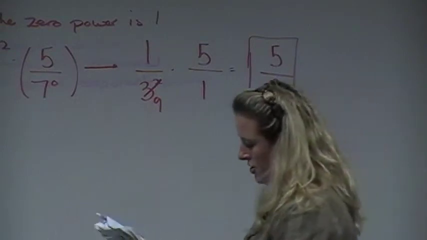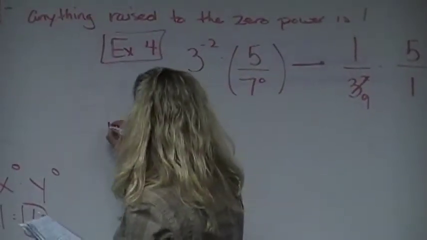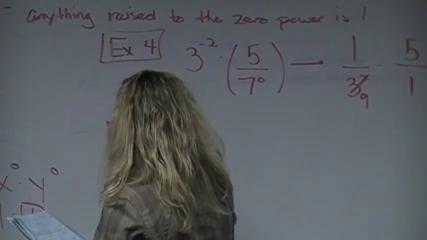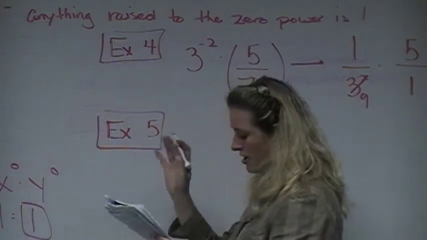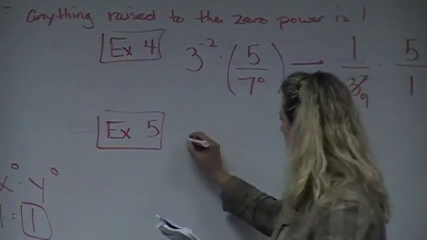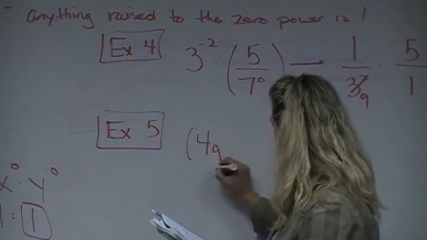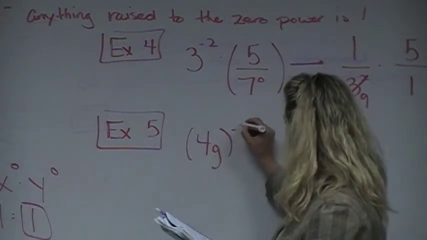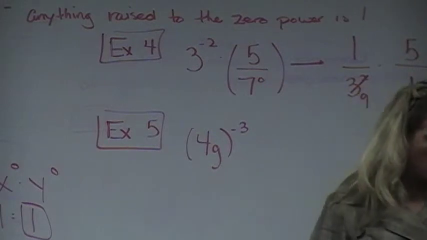All right, last one we're going to do. Oh, actually 2 last ones. I did say 2, didn't I? What about this one? You're going to get a couple of these on your test. So I actually got 3. How about this one? 4g in parentheses to the negative 3rd power. Really good one to do right here.